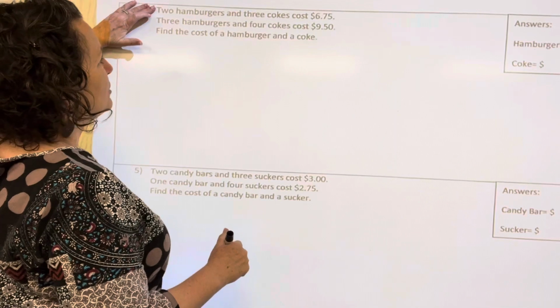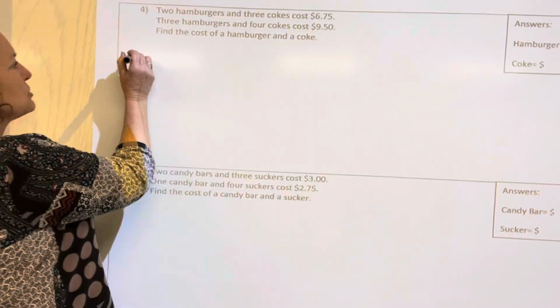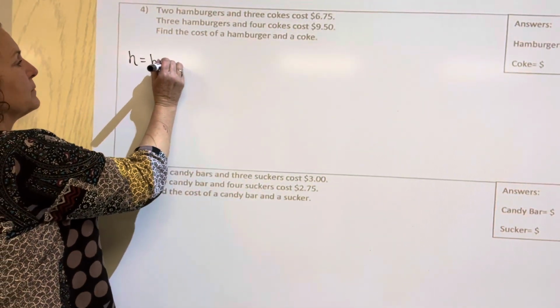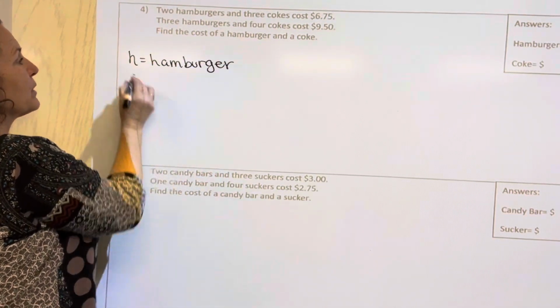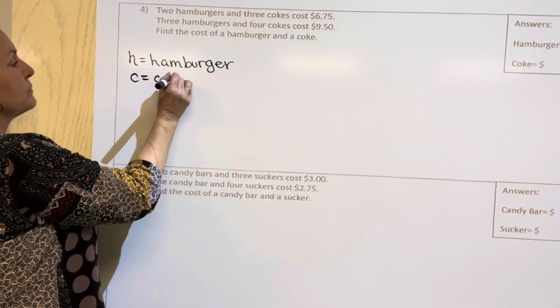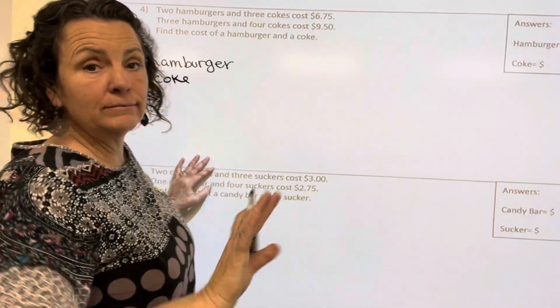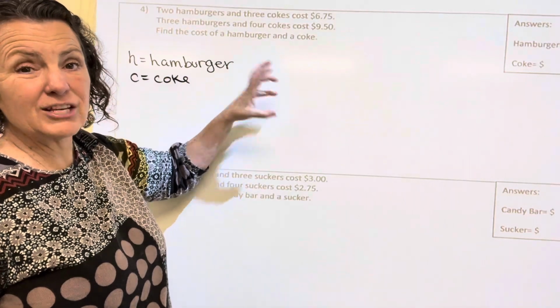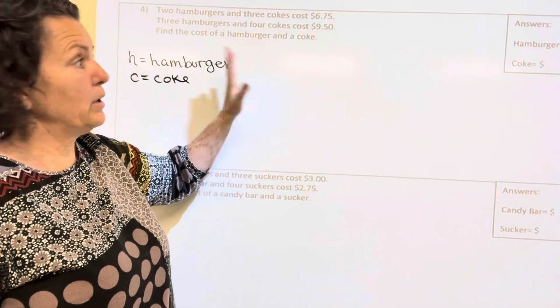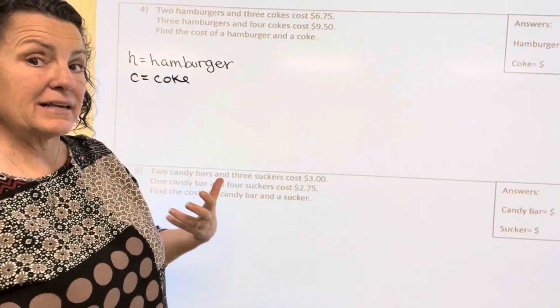So we have hamburgers and Coca-Colas. So I'm going to use H for hamburger. And we're going to use C for Coke. Again, if you want to use X and Y, you do your thing, okay? Make sure you're giving yourself space because we are going to solve these. So I wouldn't take up all the space here. You need space to solve.